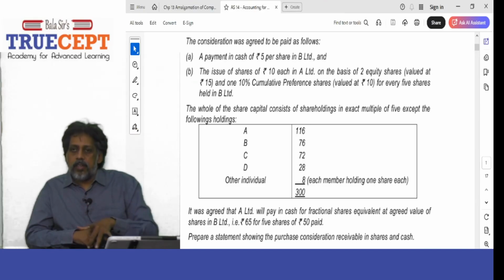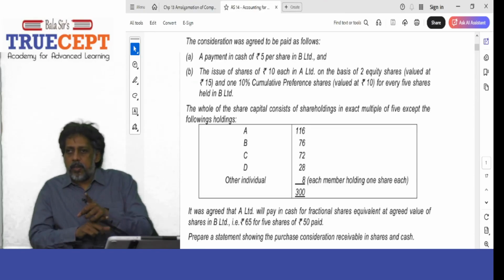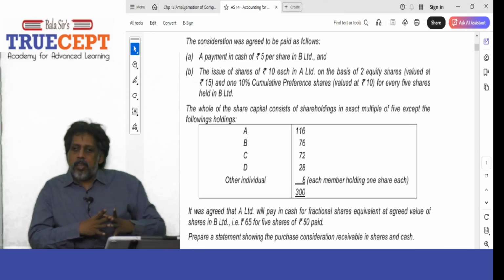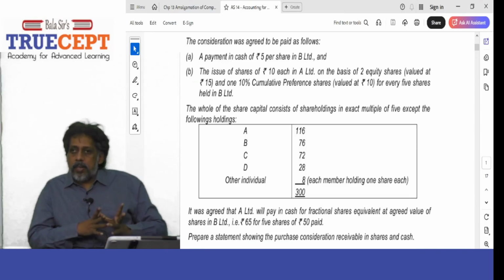What is the per share value? 65 by 5, 13. But they have also given what? These 5 shares have how much paid up value? 50. Nothing but 5 shares of 10 rupees, right? Just see the balance sheet. 10 rupee face value. Understood? Instead of giving 5 shares, they gave 50 rupees of shares worth 65 rupees, but that will be paid in cash.